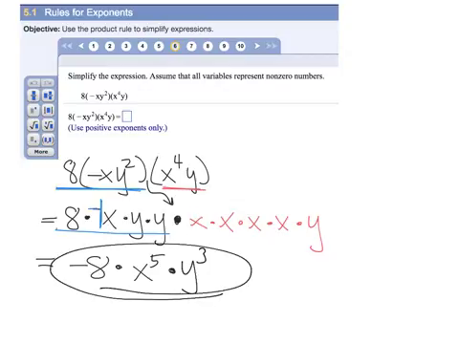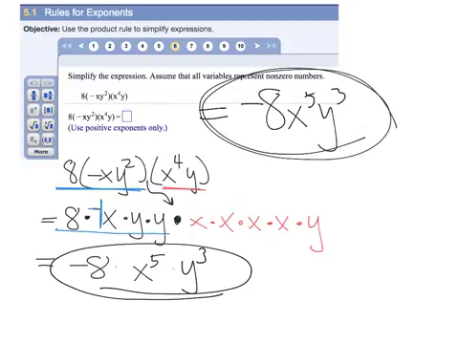But again, we don't really need those multiplication symbols down here. We could just put them all together and say that the answer is negative 8 x to the 5th y to the 3rd, and that is your answer.